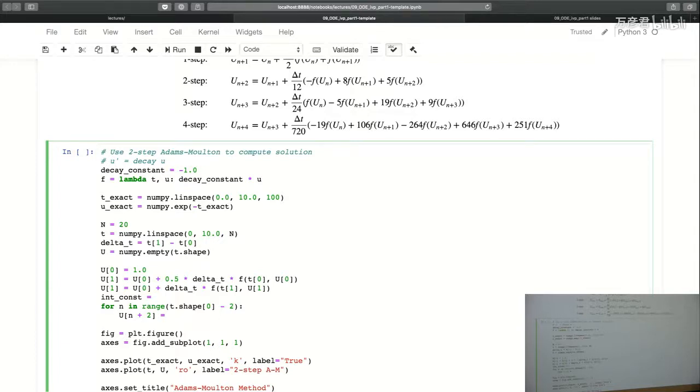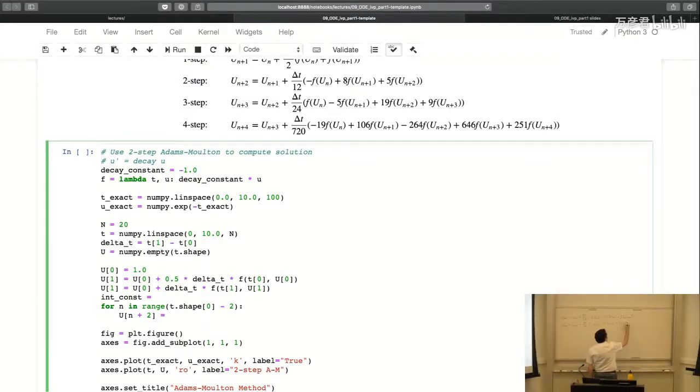Let's expand this out. So u_{n+2} is equal to u_{n+1} plus delta t over 12 times negative lambda u_n plus 8 lambda u_{n+1} plus 5 lambda u_{n+2}. Okay, so just to remind you, we're solving the ODE. It looks like that. Okay, so just plugging in everything.